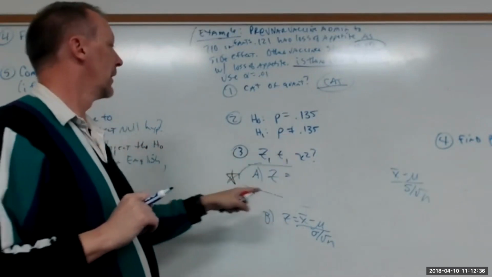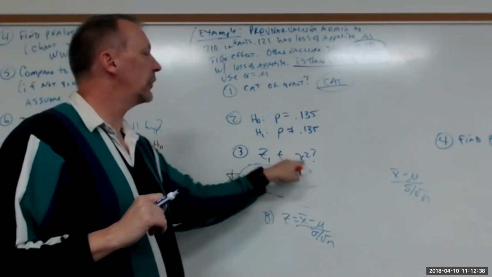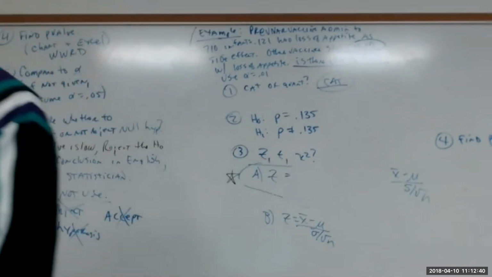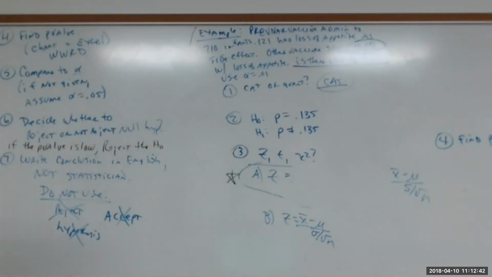Is it a z, a t, or a chi-squared? Who says z? 1, 2. Who says t? 1. Who says chi-squared? I'm going to say Z. You can't vote, you only vote once. I'm saying Z.